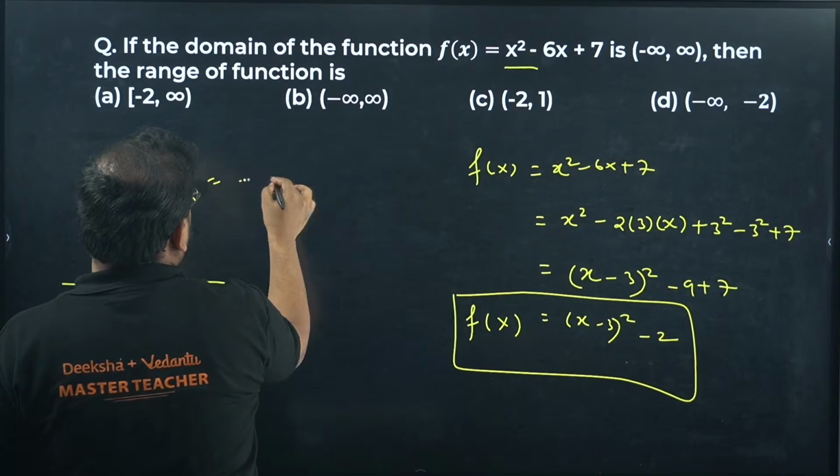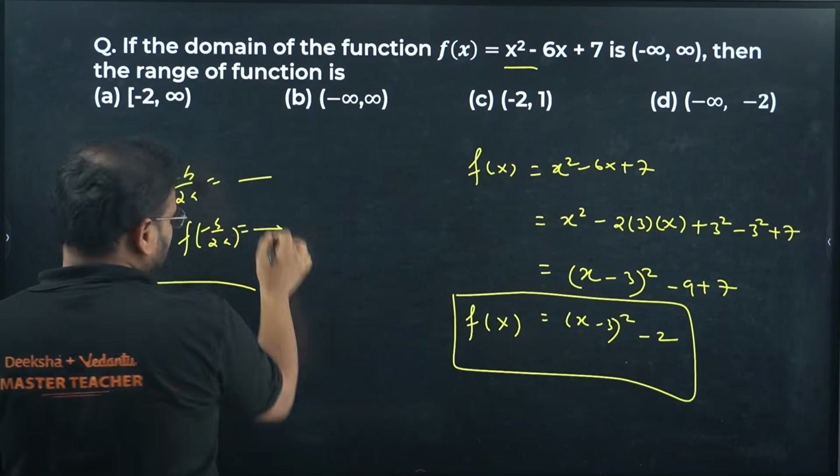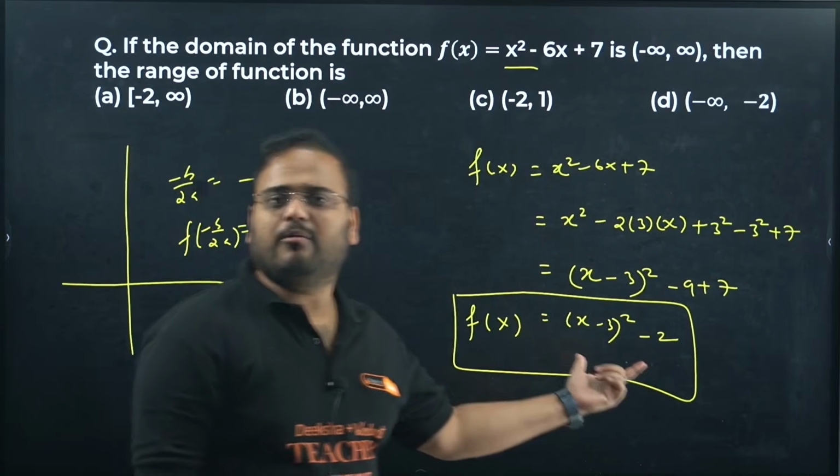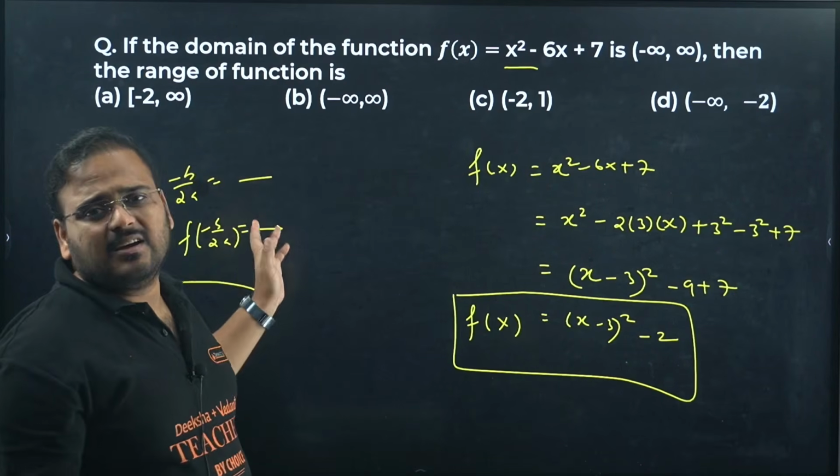Okay, you'll get a value over here. Then find f of minus b by 2a. You'll get the vertex. I'm just giving you multiple approaches. We can get the answer from here. I'm going to solve using this method only, but I'm giving you the approach. Find the vertex. What will the vertex be?